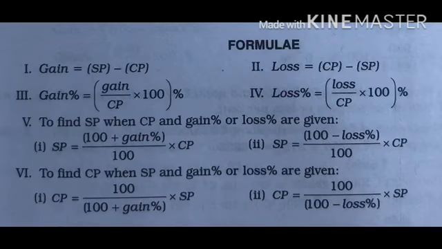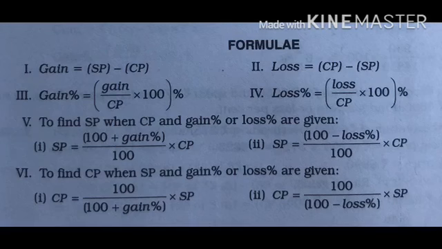These are the formulas given in our book on page number 127. Gain is equal to SP minus CP, because if the selling price is greater than the cost price, then there is a gain, and if the cost price is greater than the selling price, then it is a loss. Now, first formula, gain is equal to SP minus CP. Second, loss is equal to CP minus SP.